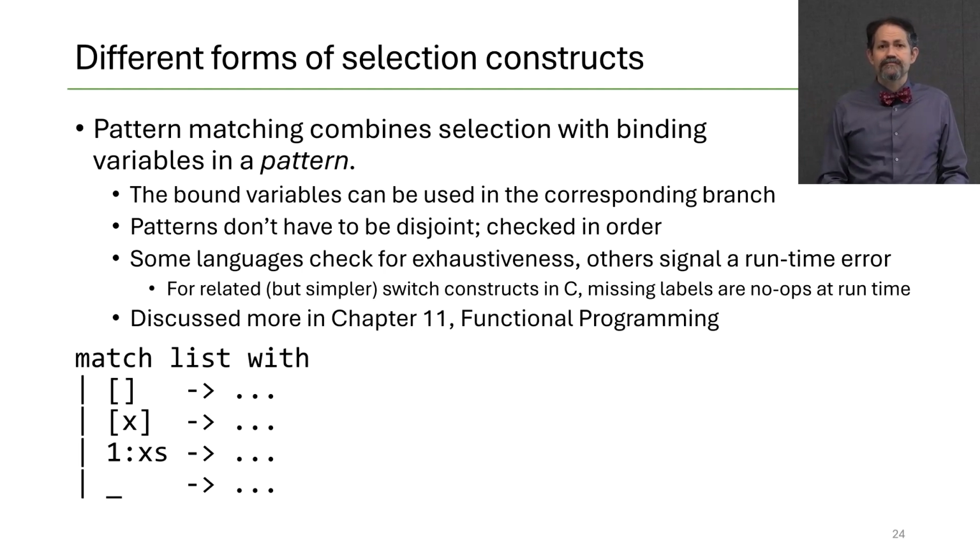A related construct, but simpler, is the switch case in C, which basically tests against a bunch of different labels. In this case, the selection branches are statements, not expressions, and so we don't have to return anything. And so C makes a missing label a no-op. We'll discuss pattern matching more in Chapter 11 on functional programming.